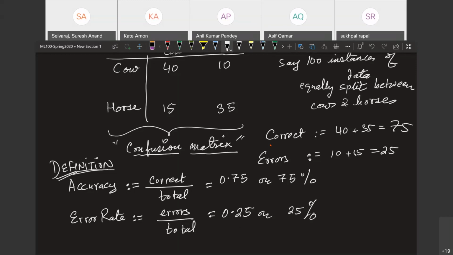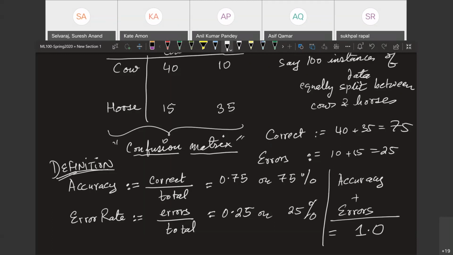So it is obvious that accuracy plus error must come to 1. Does that seem obvious, guys? Accuracy plus errors is equal to 1. It must always be true. So either you are right or you are wrong. The rate at which you are right and the rate at which you are wrong should add up to essentially 1.